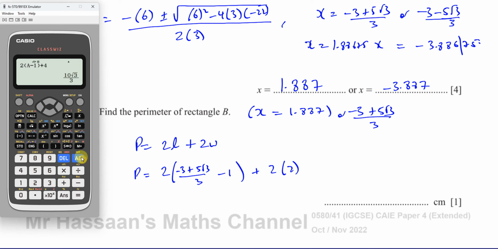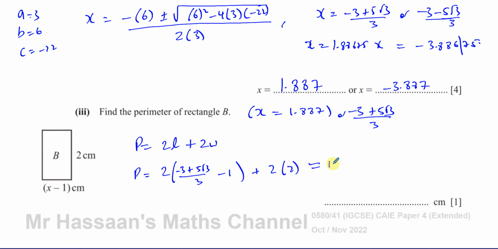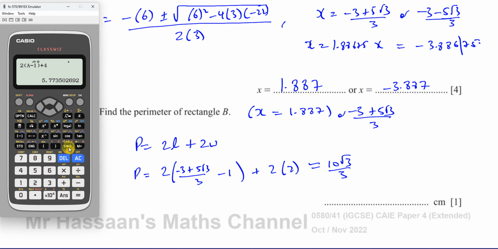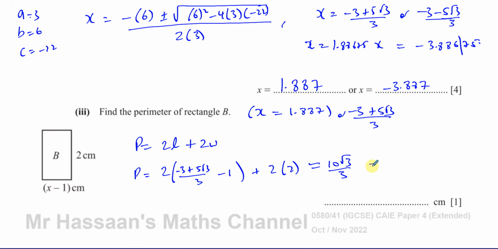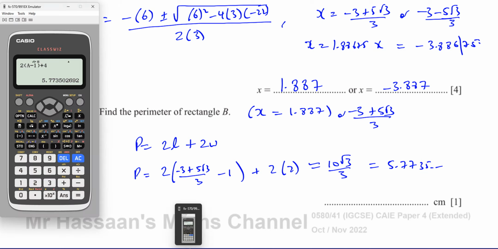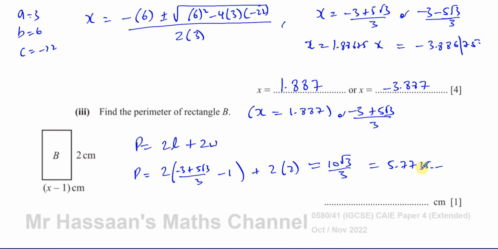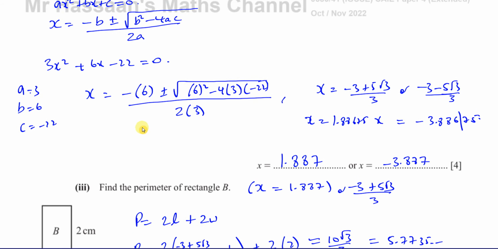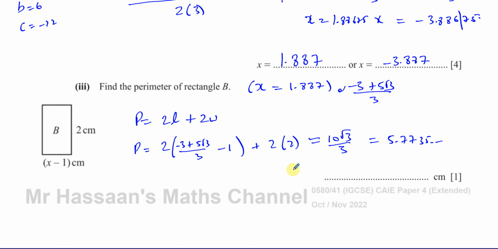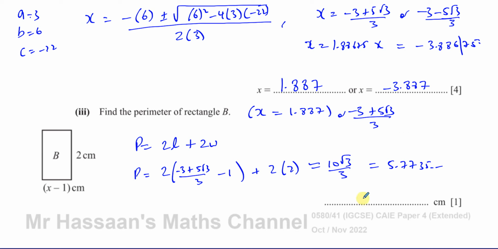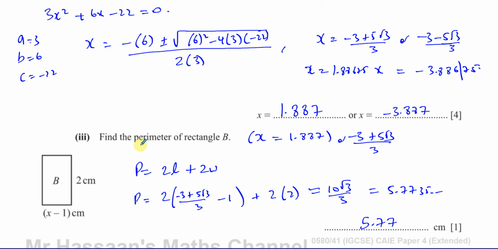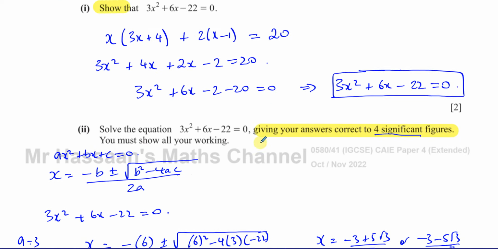That will give me my answer, which is 10 root 3 over 3, which gives me 5.7735. Now, I'm going to round it, even though it says four decimal places. That was for this particular question. Generally, if it doesn't mention anything, you should round to 3 significant figures. So I'll write my answer as 5.77 to 3 significant figures. So there we have the answer to part 3 of this question, which is 9A.